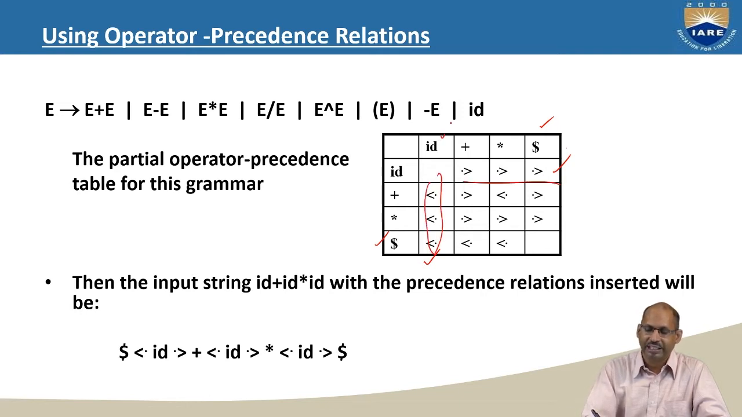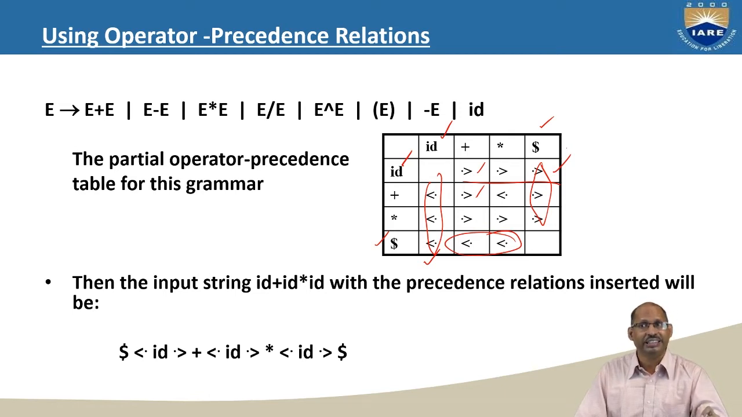Here it is ID. The end mark is the least. Then plus: ID is greater than plus. Plus and plus: we consider the associative property of plus and plus, so the first one is executed first. Multiplication and plus: multiplication is always higher.